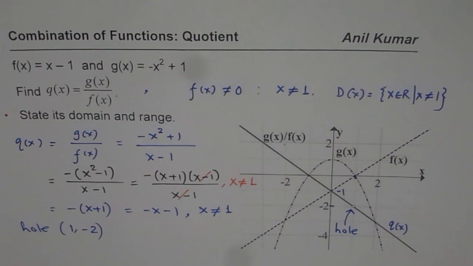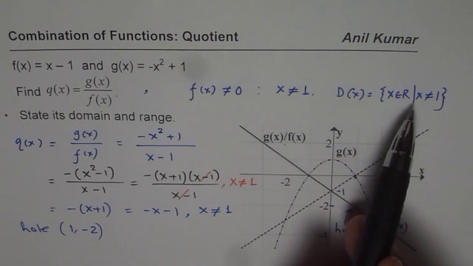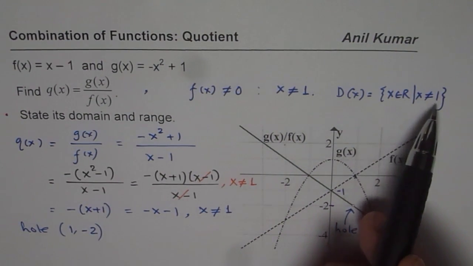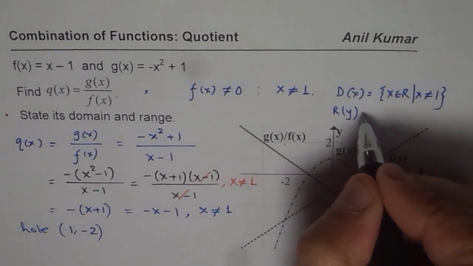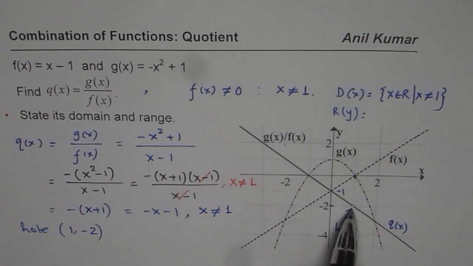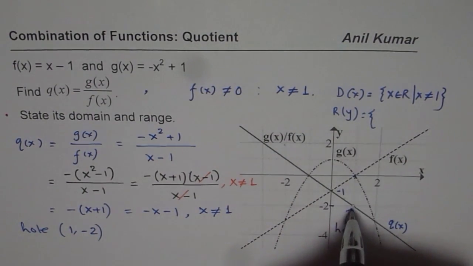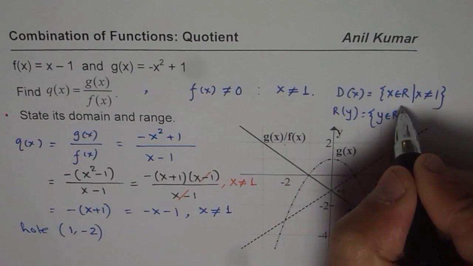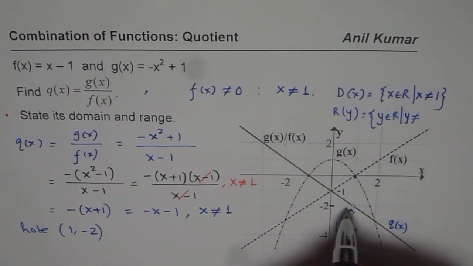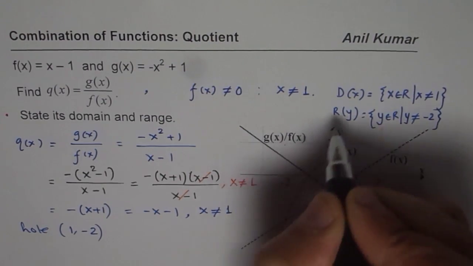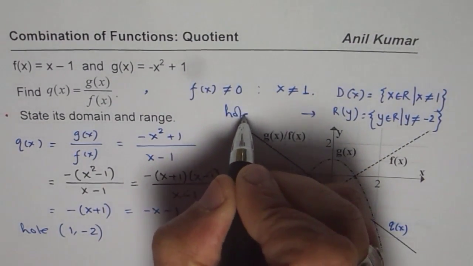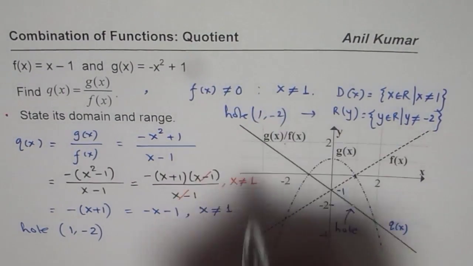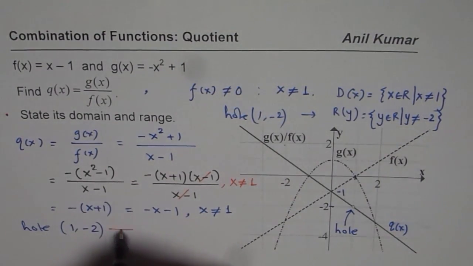So I hope with this you understand how to get an expression for the quotient of functions, and how to write its domain and range. As you can clearly see, the domain is x belongs to real numbers, not equal to 1. The range has no restriction except that y cannot be minus 2, because we have a hole at minus 2. So the range is y belongs to real numbers where y is not equal to minus 2. That's important, and that is because we have a hole at 1, minus 2. So that gives you the restriction.